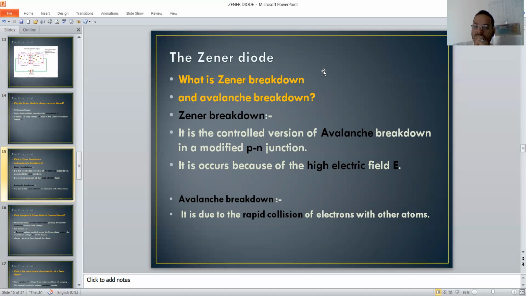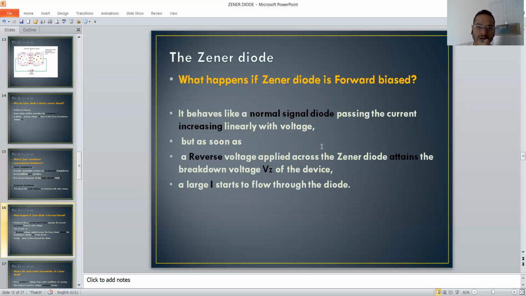It occurs because of the high electric field. Why does it occur? Because of the high electric field. And the avalanche breakdown is due to rapid collision. We will show some collision between the electrons, because the avalanche breakdown will be.